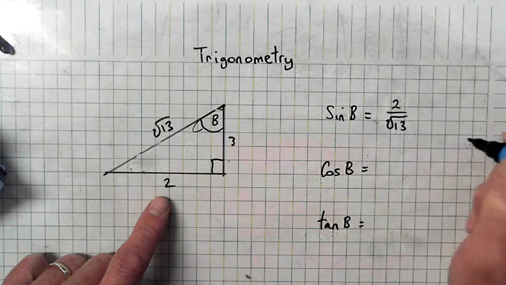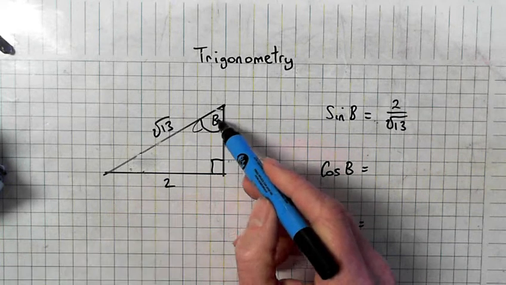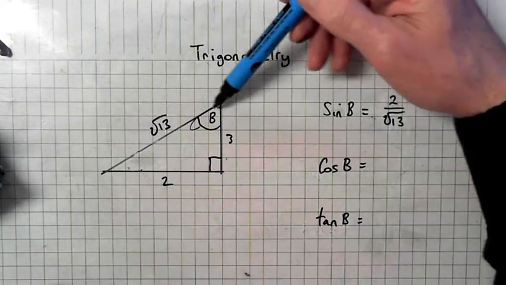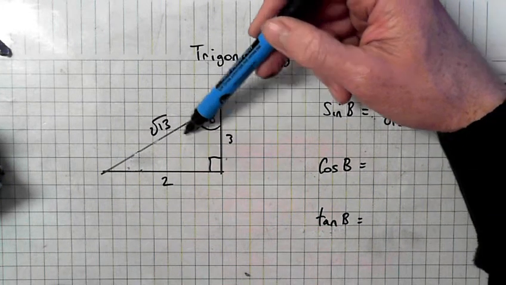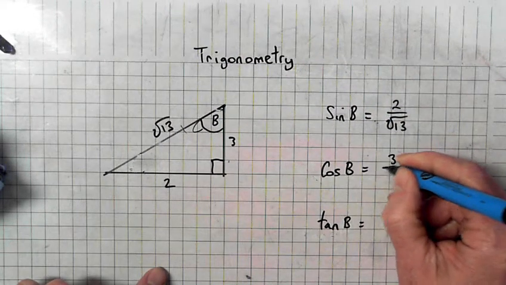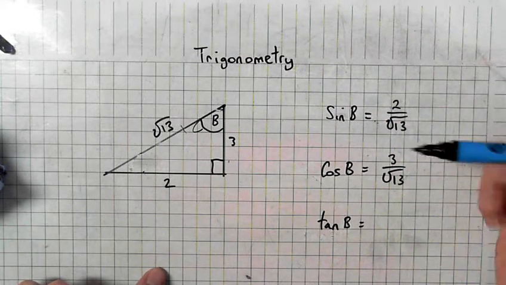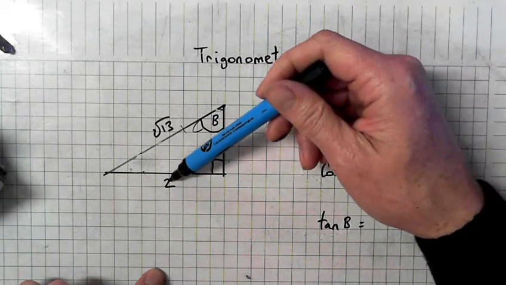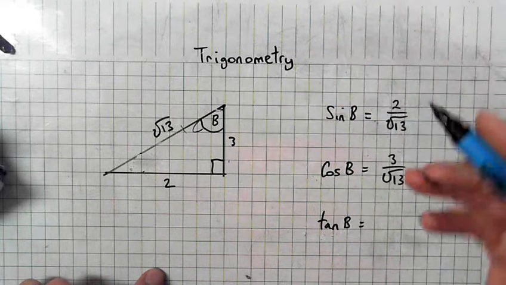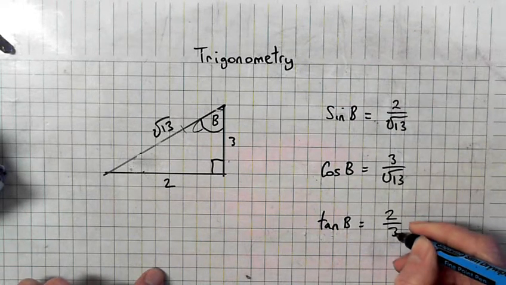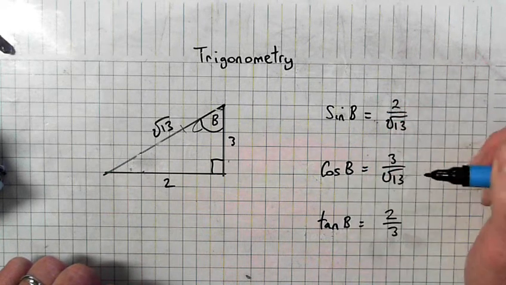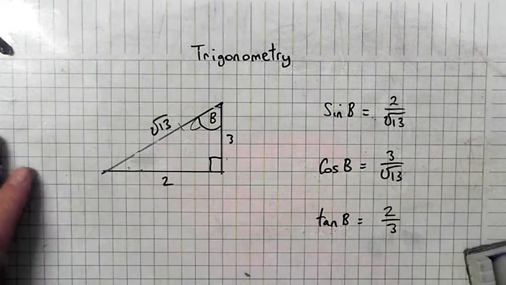2 over root 13. The cos is, what's the formula again? Adjacent over hypotenuse. So the adjacent is 3, the hypotenuse is root 13. And the tan of B is opposite over adjacent, isn't it? So slightly different answers to sine A, cos A, tan A, isn't it? Do you understand that? Right, we'll go on to another type of question.